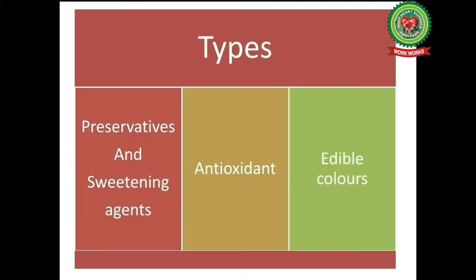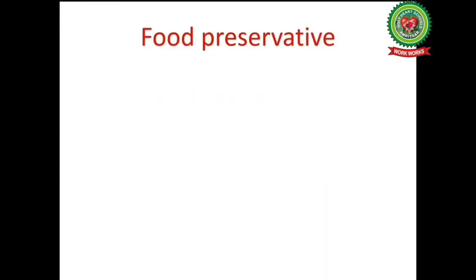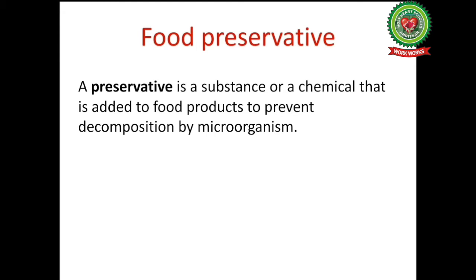Next is types. The types of chemicals which we are using in food are preservatives, sweetening agents, antioxidants and edible colors. In this video we are going to discuss preservatives. A preservative is a substance or a chemical that is added to a food product to prevent decomposition by microorganisms. It means your food is an organic compound and bacteria can easily develop on it. So a preservative is added to retard the growth of that bacteria.